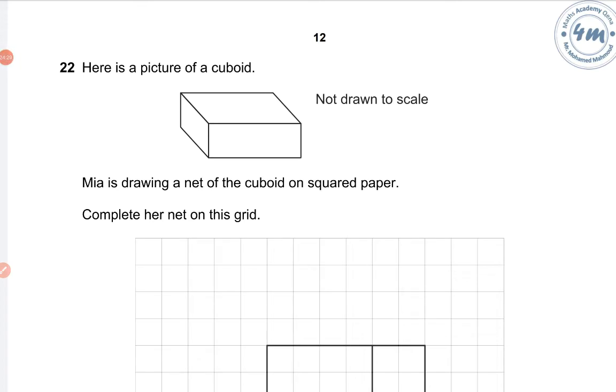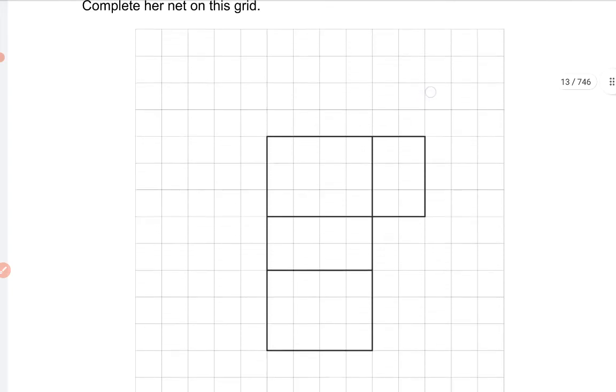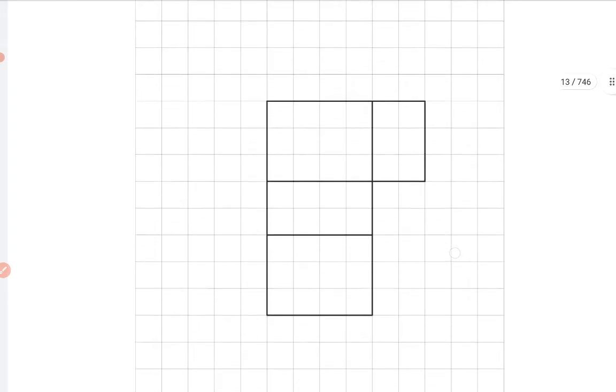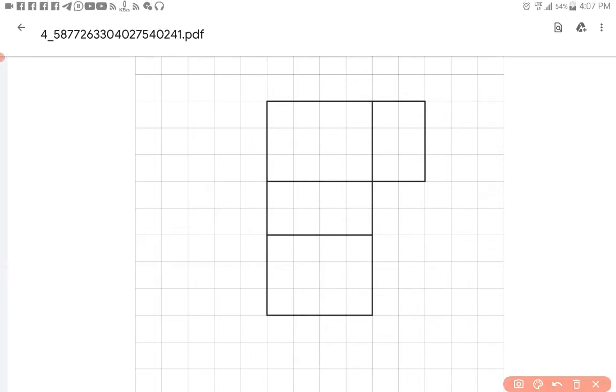Here is a picture of a cuboid, not drawn to scale. Mia is drawing the cuboid on square paper. Complete her net on this grid. Here I have the net of the cuboid.